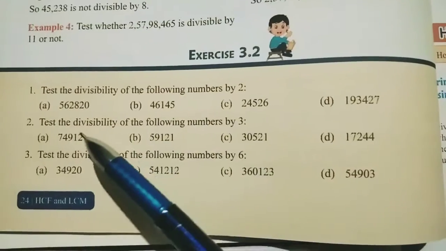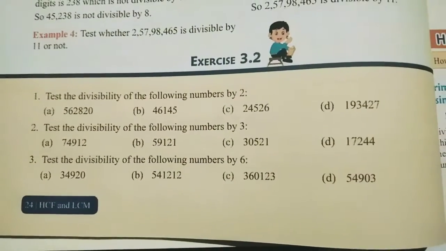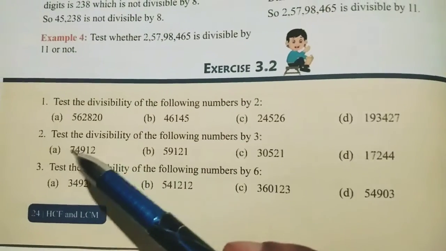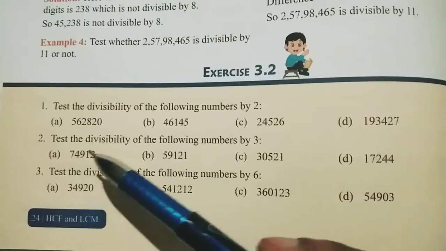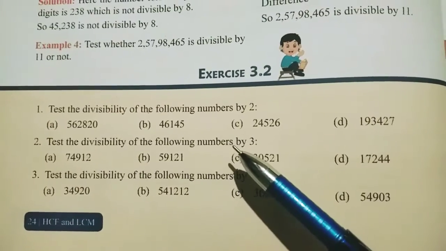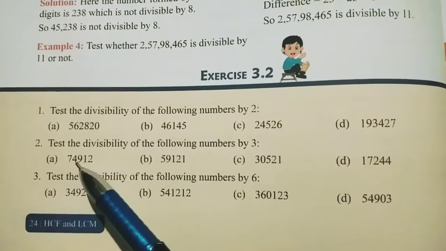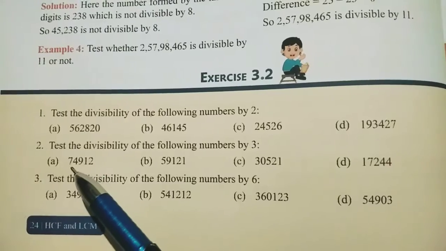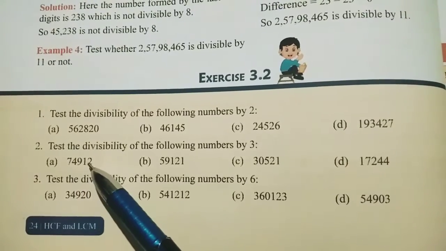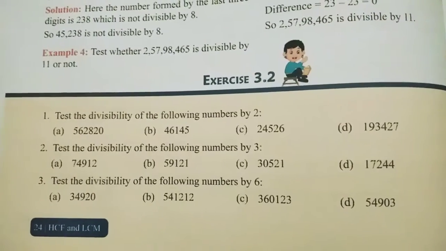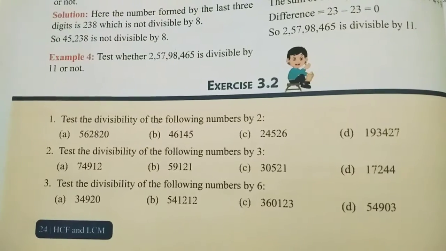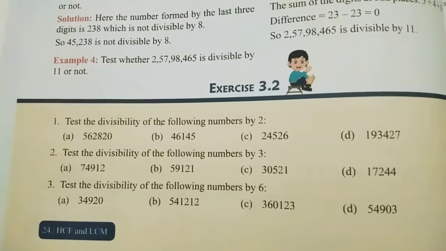Now next we do question number 2. Test the divisibility of the following numbers by 3. So you have to check the divisibility by 3. What was the rule of divisibility by 3? To test divisibility by 3, we have to add all the digits of the number. If the answer is a multiple of 3, then it is divisible by 3, otherwise not.